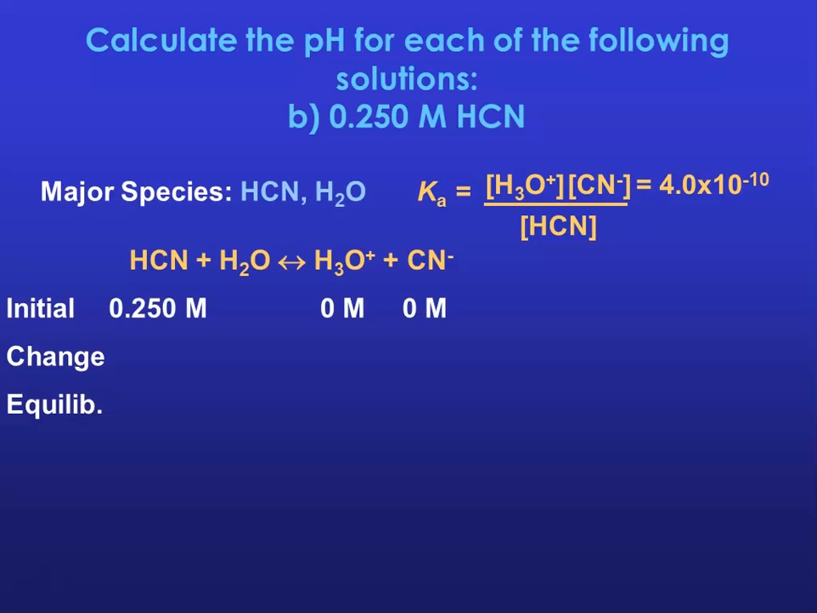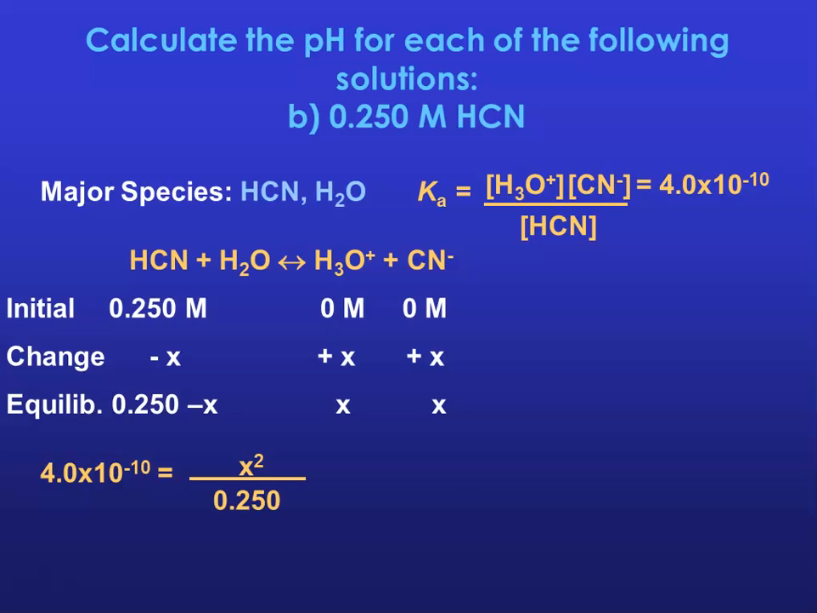Same as before, I had my initial quantity of HCN. I had none of my products. So seesaw, reactants go down, products go up. When I substitute into my expression, we're going to disregard the X with HCN. And when we solve for X, we get a value of 1 times 10 to the negative fifth. That is really, really small. It is definitely not going to change the concentration of that initial acid.